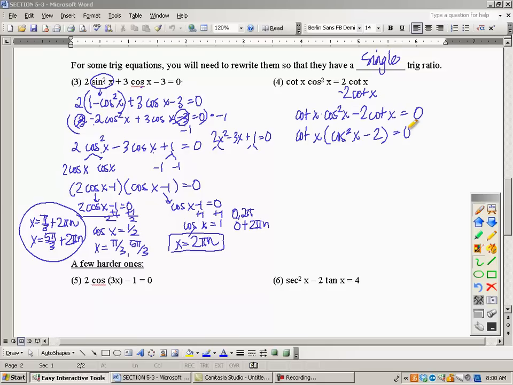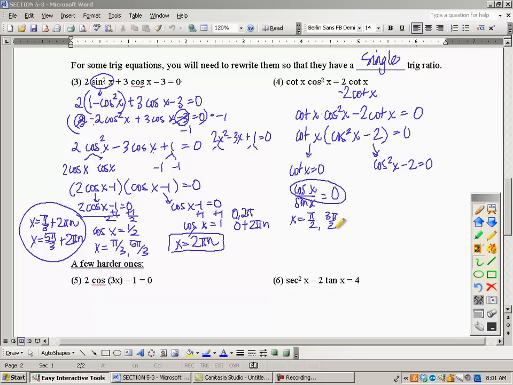And I'm going to set each of these factors then equal to 0. So I'm going to say, okay, when does the cotangent equal 0? And when does cosine squared minus 2 equal 0? Well, cotangent is the same thing as cosine over sine. So if I want this to equal 0, then the cosine has to equal 0, because the sine can't, or I have an undefined fraction. So where is the cosine equal to 0? Cosine is x, so the cosine occurs at pi over 2 and 3 pi over 2.